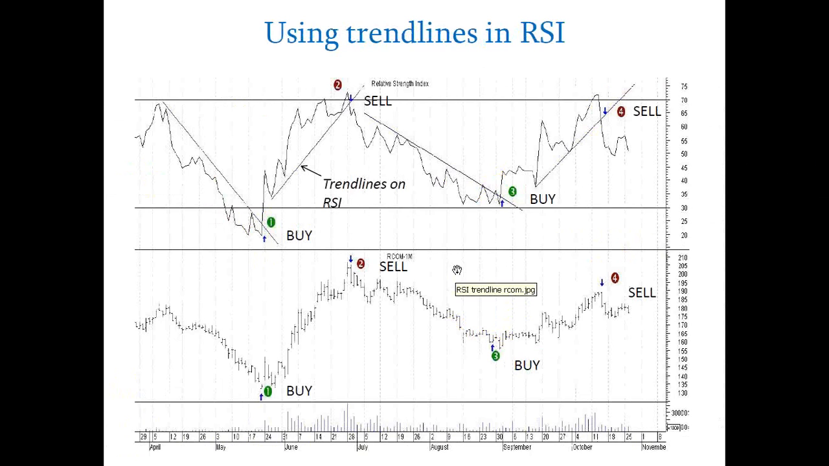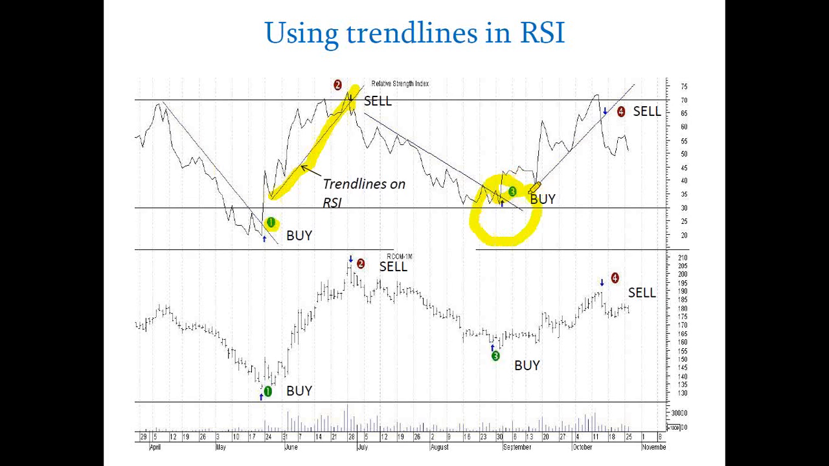Now this is another example of how you can use the RSI. What we have done is we are not waiting for the 30-70 line to be broken. We have drawn trend lines on the RSI. As you can see, these are the trend lines which are drawn. When the counter breaks above the trend line, it gives a buy signal. It breaks below the trend line, it gives a sell signal.